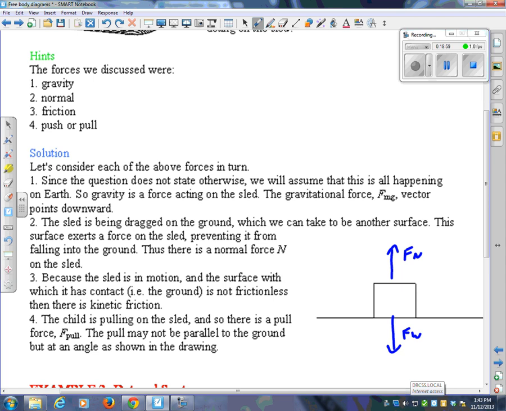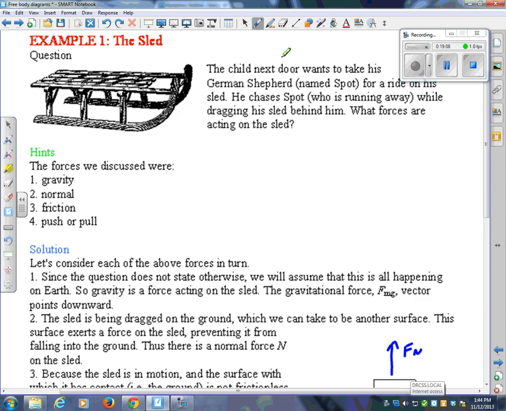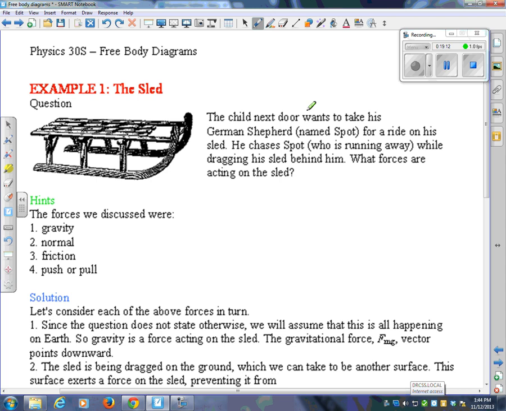Because the sled is in motion and the surface with which it has contact is not frictionless, there is kinetic friction. How do we know it's frictionless? It doesn't say, it says dragging. You sometimes have to use your best judgment here. If it says dragged on hard packed snow or ice, then those are code words for no friction. If it says loosely packed snow or deep snow or gravel or something like that, you're right. There's still going to be some, right?